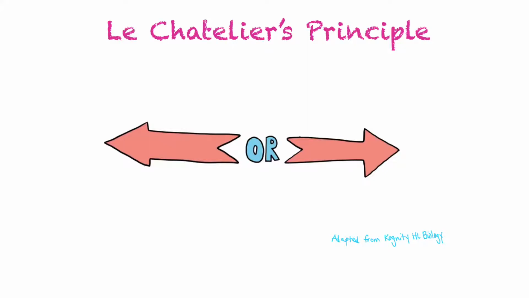In today's video lesson, we're going to take a look at Le Chatelier's principle, which addresses what happens when a stress is put onto a system. We'll take a look at different types of stresses that could be put on a system and discover what changes will be made in response to those.